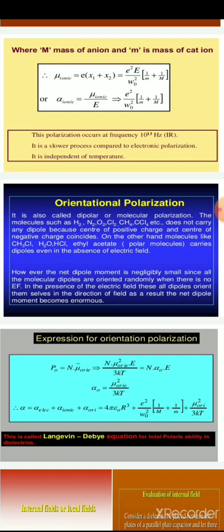For polar molecules, examples are CH3Cl, H2O, HCl, ethyl acetate. They carry dipoles. Non-polar molecules, examples are H2, N2, O2, Cl2, CH4, CCl4. They do not carry a dipole. A group of atoms gives molecules. This is known as the orientation. A group of atoms gives molecules, and that gives orientation polarization.